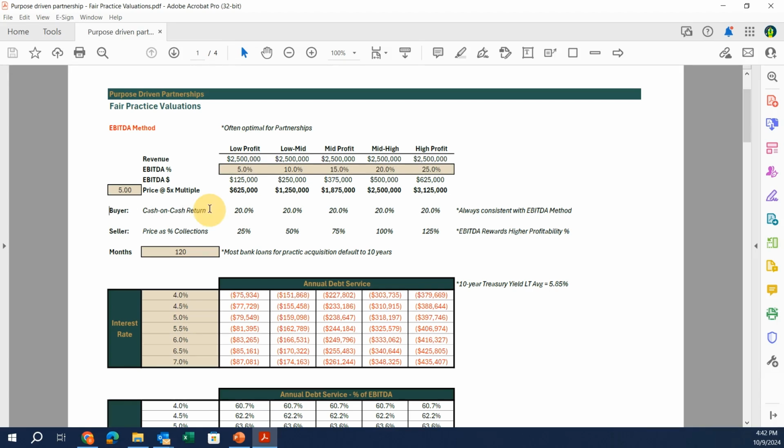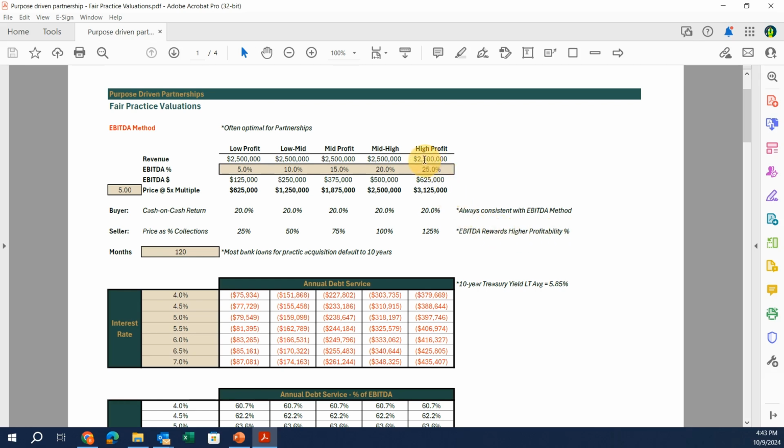So again, there's power from the buyer's standpoint of thinking cash-on-cash return, so they can compare this investment opportunity to other opportunities. Now note that what is not consistent in this method is the price as a percentage of collections. Even though the buyer's cash-on-cash return is always the same, the price of the practice as a percentage of collections can differ greatly, because a method based on EBITDA rewards higher profitability percentage, because the buyer ultimately buys the cash flow from these practices.